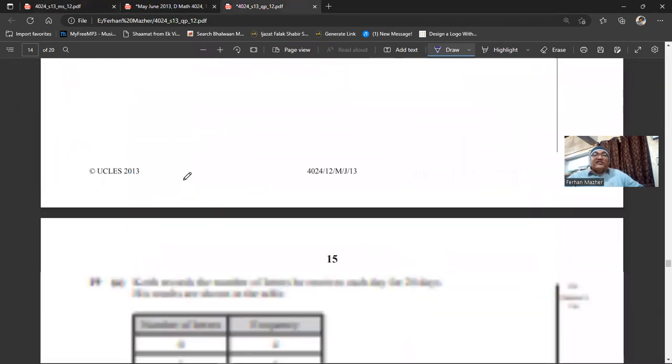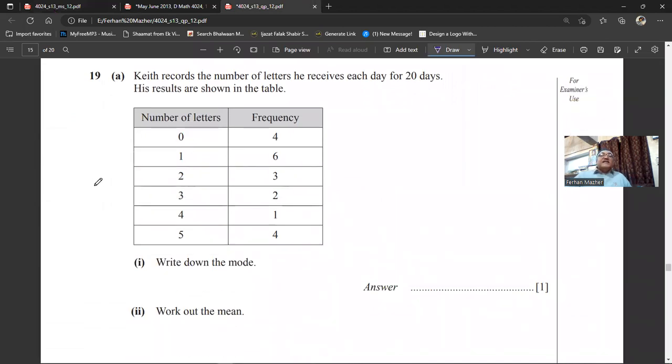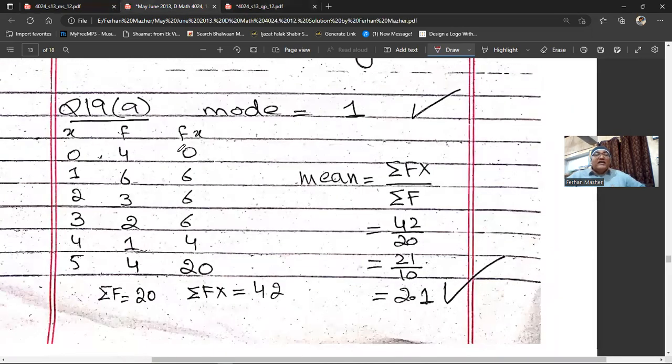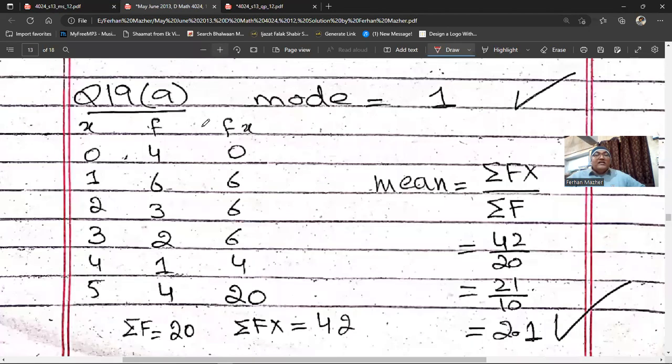Okay, so we are going to the next question, question number 19. The question number 19, A part, says Caie records the number of letters he receives each day for 20 days. His results are shown in the table. 0 letters, 4 days; 1 letter, 6 days; 2 letters, 3 days; 3 letters, 2 days; 4 letters, 1 day; 5 letters, 4 days. Write down the mode. The mode is the value with the highest frequency. This is the highest frequency, and whatever is the value of x, that is called the mode. So the mode is 1, and I hope you understand.